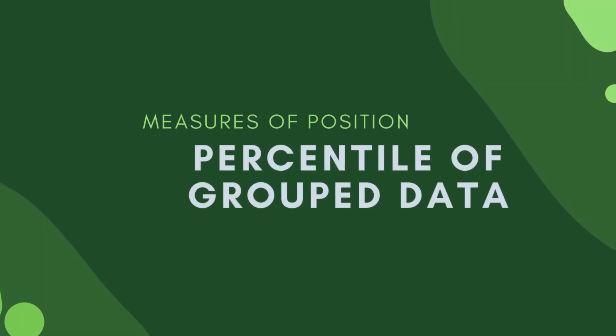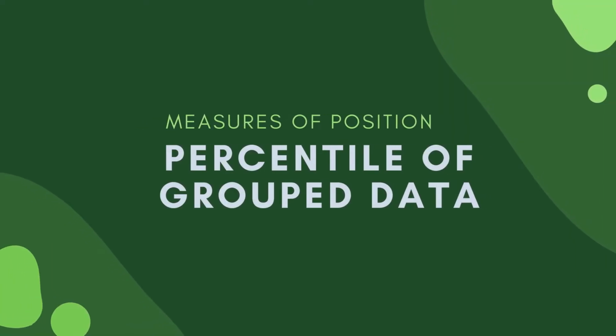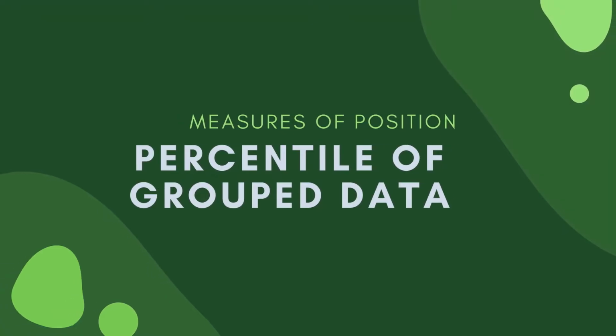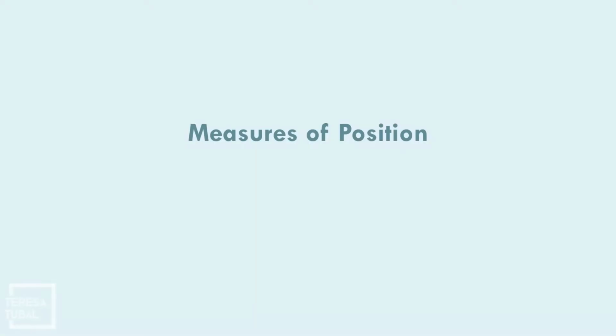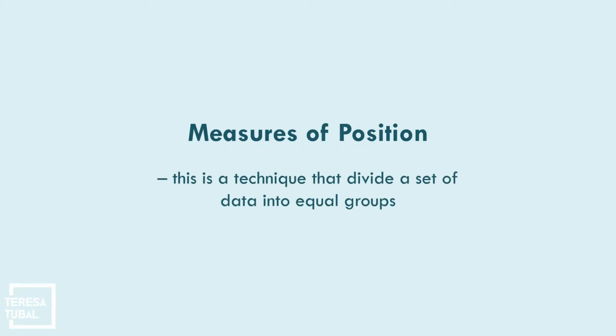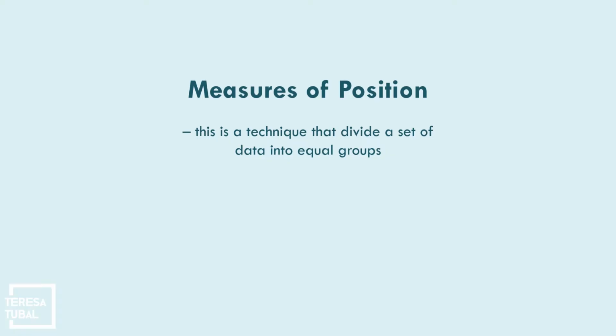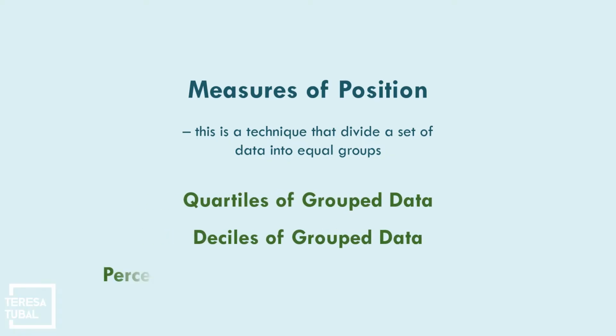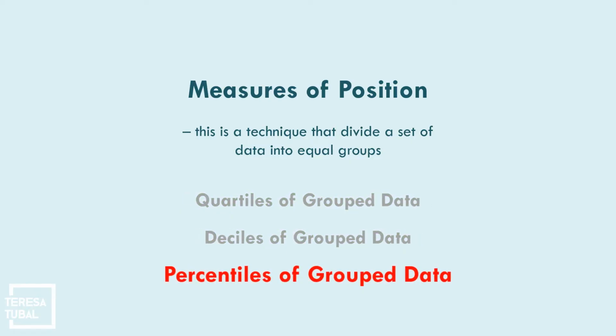Our lesson is about measures of position: percentiles of group data. What are measures of position? This is a technique that divides a set of data into equal groups. Last time, we discussed quartiles and deciles of group data. Right now, we will discuss percentiles of group data.